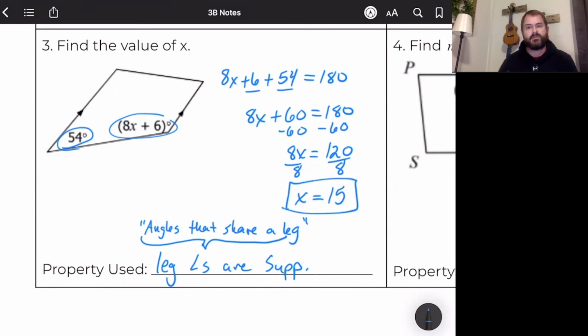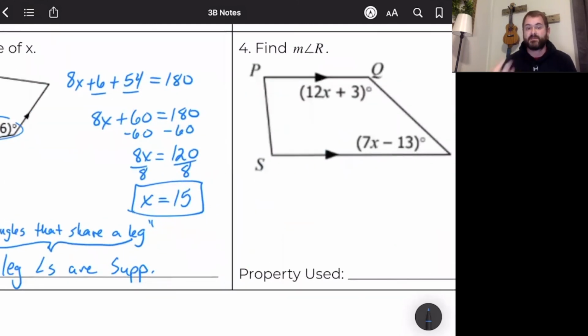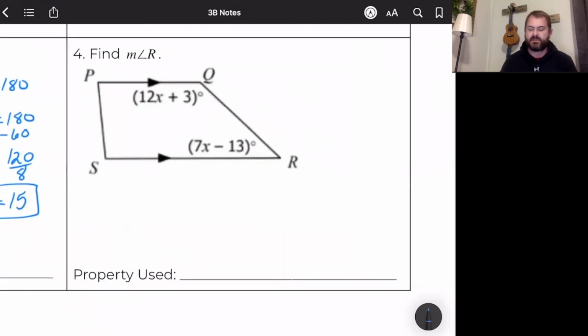Okay. Now, just like we've been doing in our other lessons, we always want to start by identifying the property that allows us to set this up. But for trapezoids, it becomes a little bit easier. Same property is going to be used here, that angles that share a leg are supplementary. Okay. And these two angles, Q and R, they do share a leg.